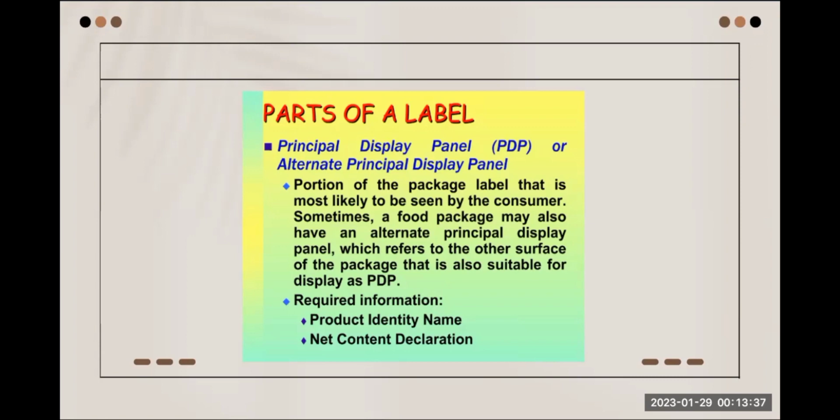Ito po yung PDP na tinatawag na makikita mo sa harapan ng produkto. Ito yung package label na may nilalaman na product identity name and then net content declaration. Kumbaga, ito yung pinaka-information sa bibili natin product. Kumbaga, ito yung pinaka-label sa harapan. The next po.